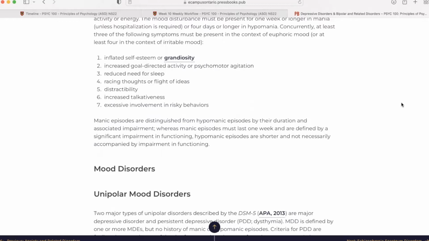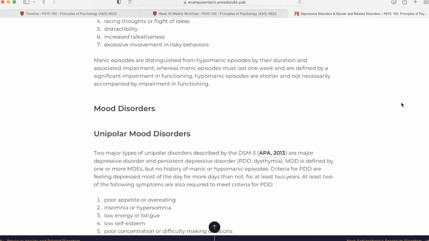Manic episodes are distinguished from hypomanic episodes by their duration and associated impairment. Whereas manic episodes must last 1 week and are defined by a significant impairment in functioning, hypomanic episodes are shorter and not necessarily accompanied by impairment in functioning.